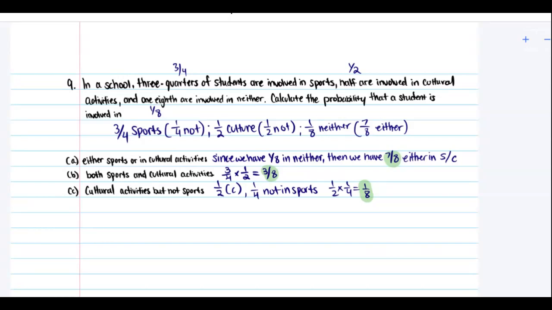And then for part B... So hold on. What's the answer for A? For A, 7/8, either sports or cultural activities.